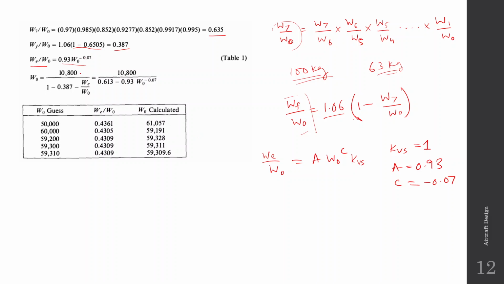You can put it in the formula which we found out earlier, which is crew plus payload by 1 minus. So this one was 800 and your payload was 10,000. When you add these you get 10,800 in the numerator, and your fuel fraction was 0.387. You subtract it from 1 to get 0.613, and WE by W naught you replace with this formula.